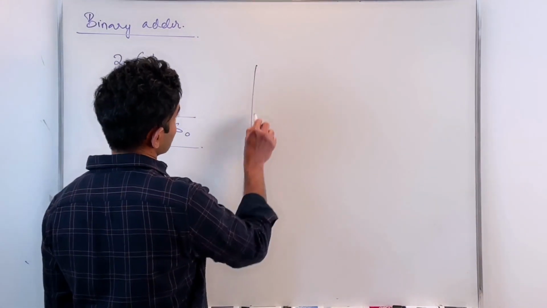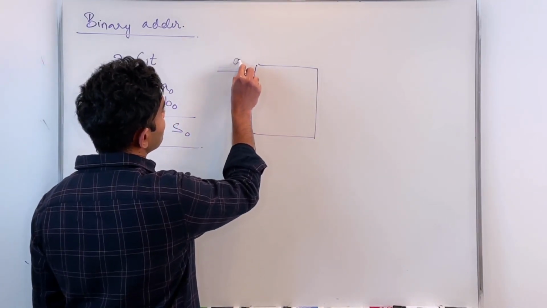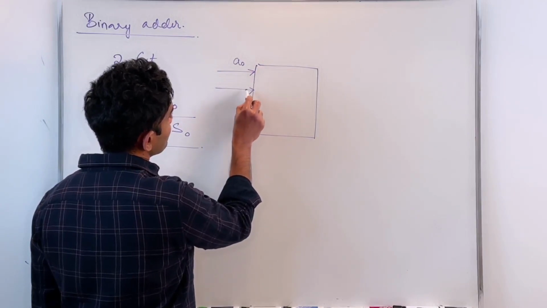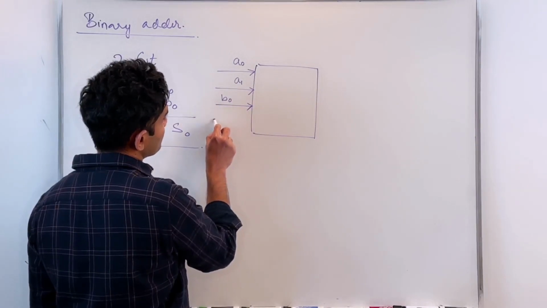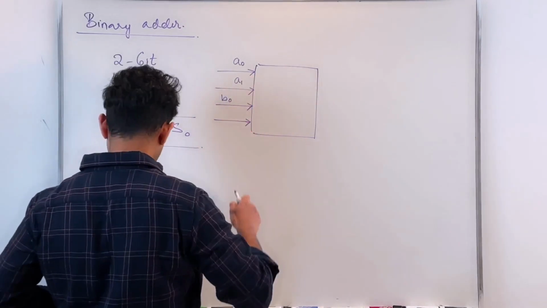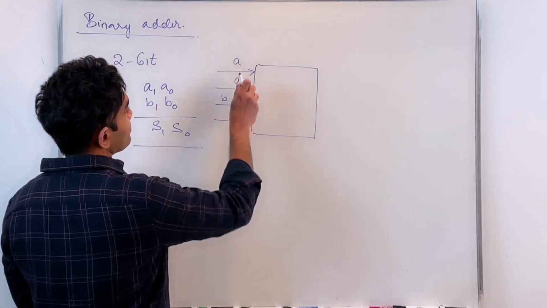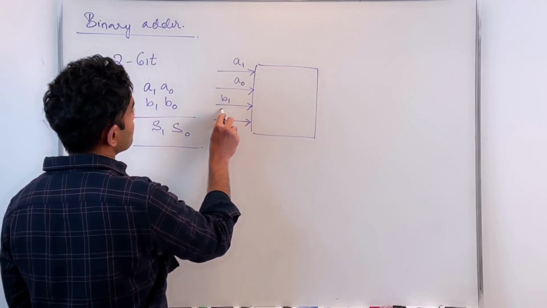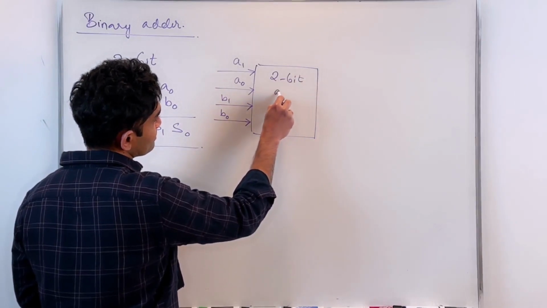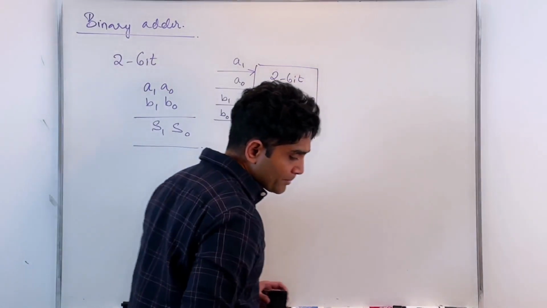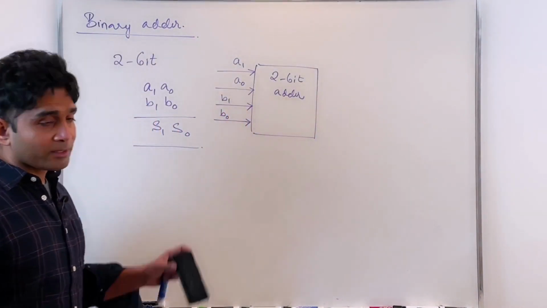These are the outputs. How many outputs should I have for this? If I want to design this in the form of a level 0 diagram, I'm applying A1, A0, B1, B0. That's a 2-bit adder. Now I'm trying to design a 2-bit adder. Now let me ask you this: how many outputs should I have for this particular adder?